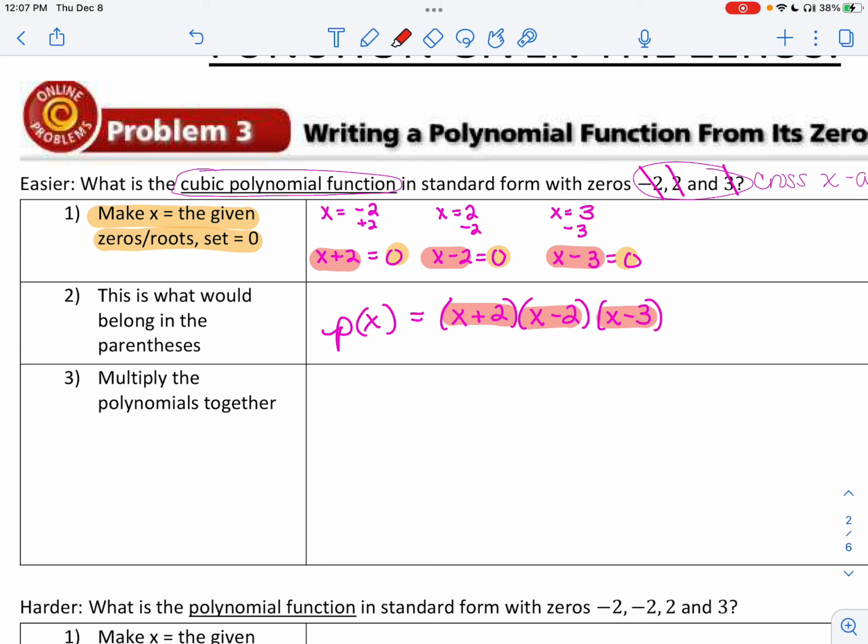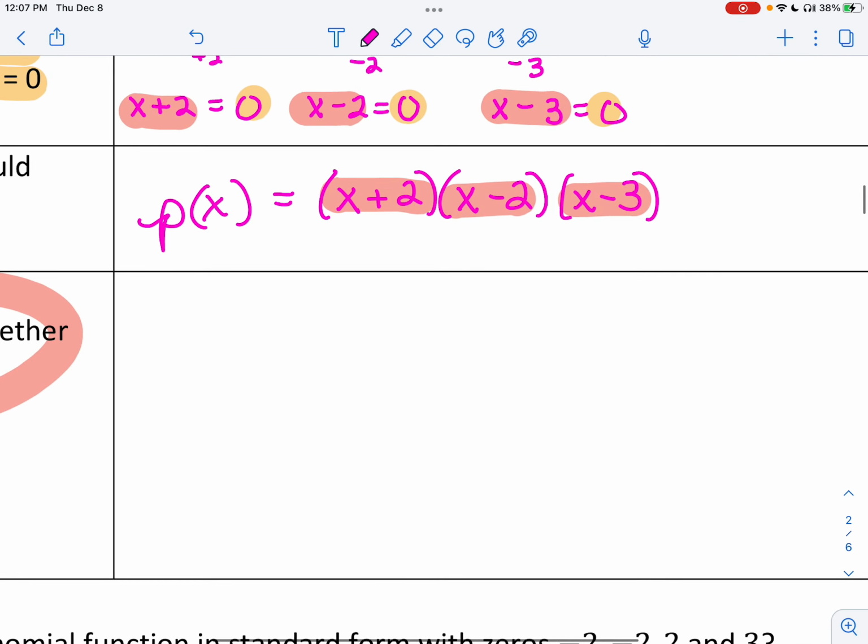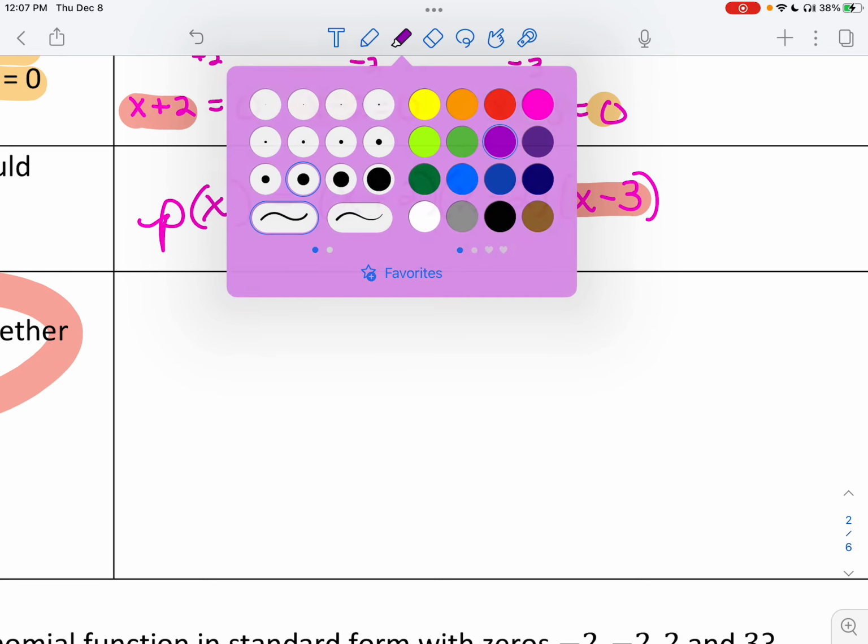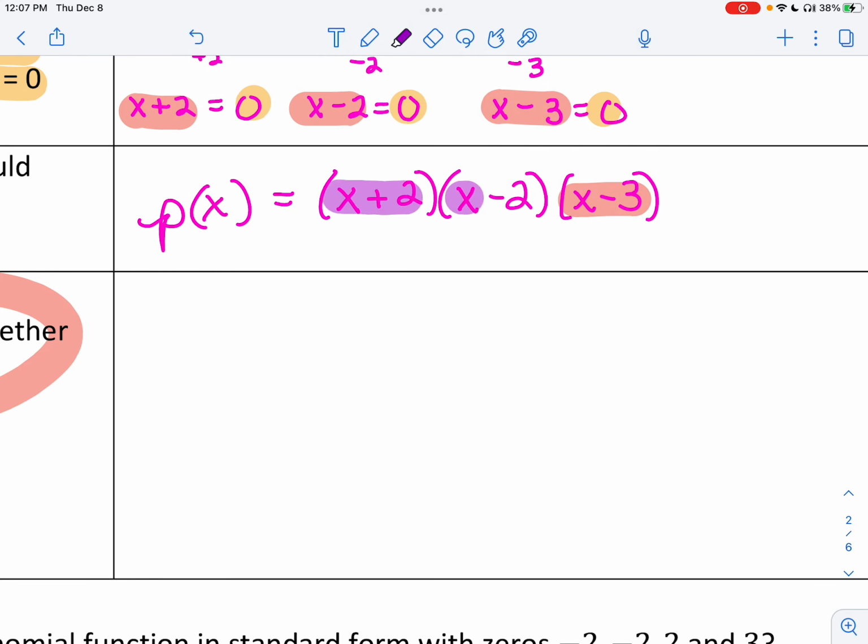Now I need to multiply the polynomials together. So I am going to do the ones that are conjugates if possible. Now I just said a really fancy word. I said conjugates if possible. I am praying that you remember that x plus 2 and x minus 2 are conjugates of each other. So I'm going to multiply those together first.